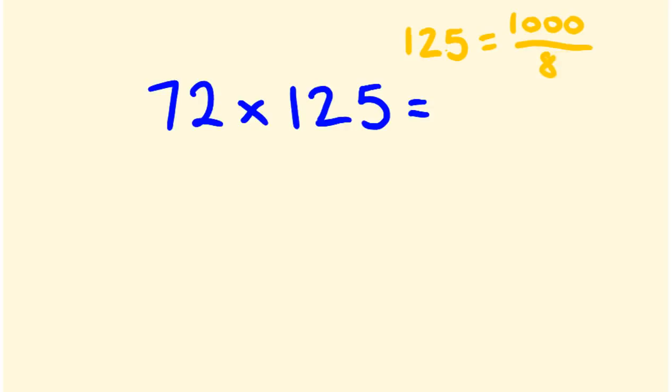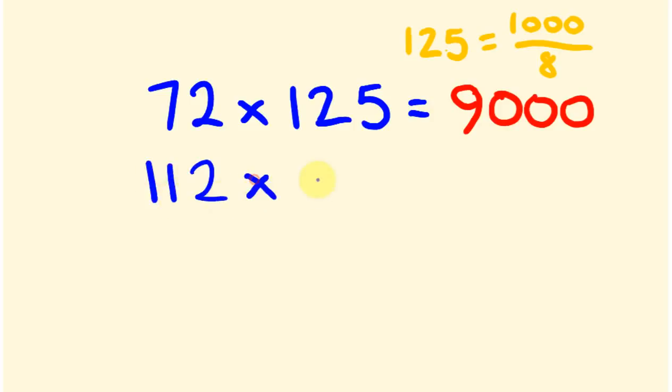If we were multiplying by 125, now we're going to be dividing our number by 8 and then timesing by 1,000. So you can think of any number that you're multiplying by, you can actually change it into a fraction like this, if it makes it easier for you. So 72 times 125, we can divide by 8, so 72 divided by 8 is 9, and we're going to multiply a number by 1,000, 9,000. That's our answer.